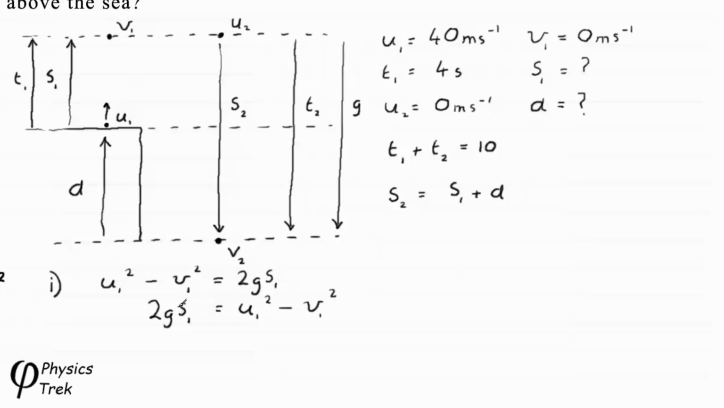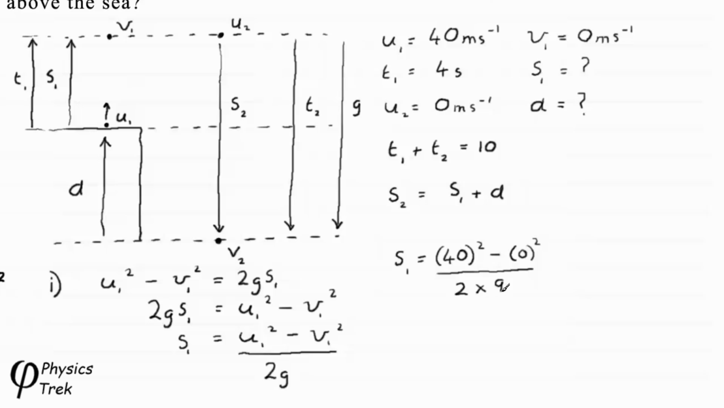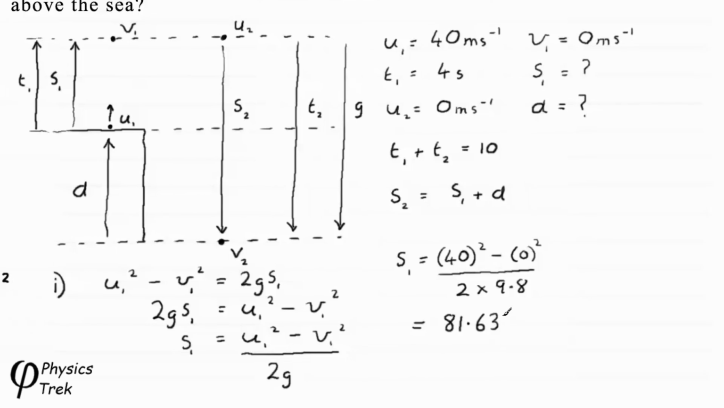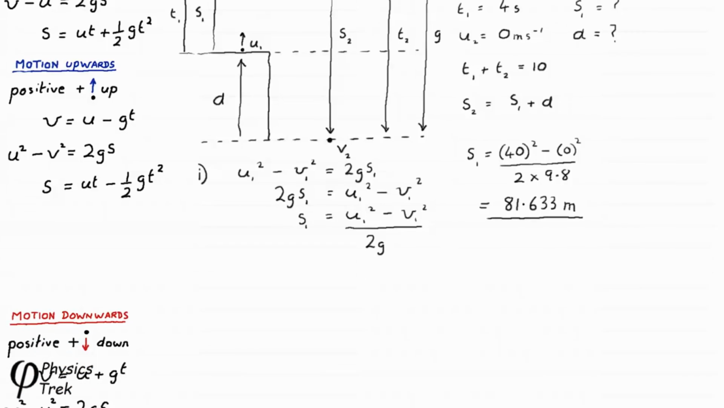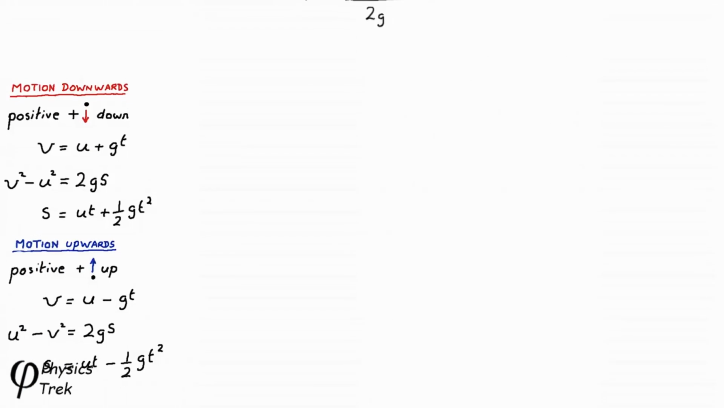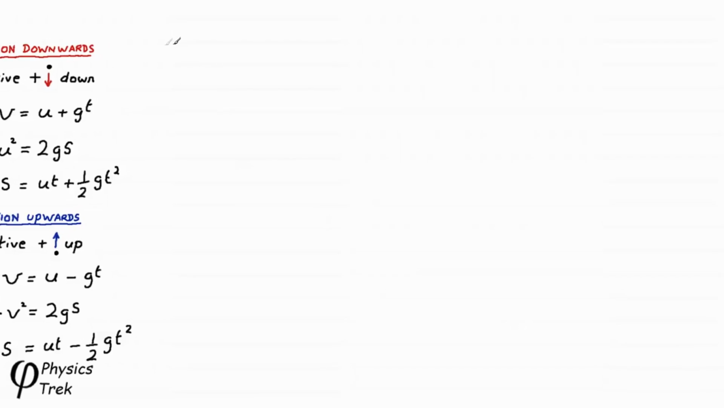Dividing both sides by 2g to leave S1 on its own, we have S1 equals U1 squared minus V1 squared divided by 2g. Putting the numbers in, S1 equals 40 squared minus 0 squared divided by 2 times 9.8, which equals 81.633 meters. S1, the maximum height of the stone above the cliff, is 81.633 meters. The second part of the question asks for the height of the cliff top above the sea.